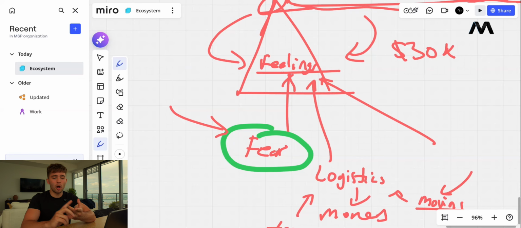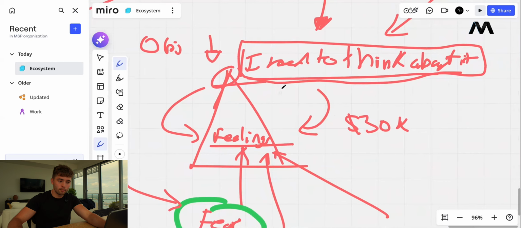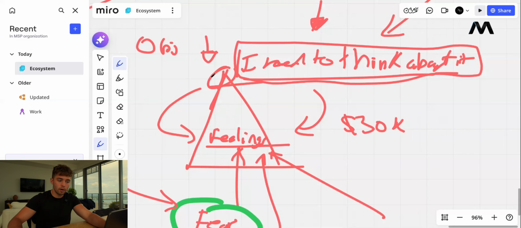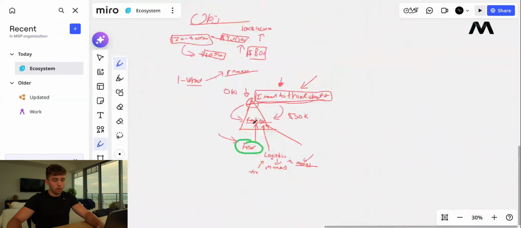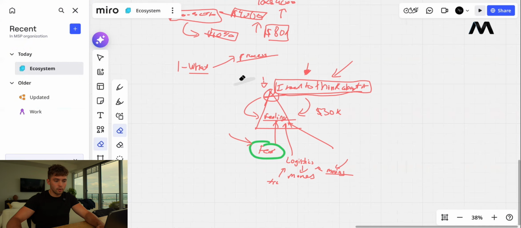I need to think about it. Oh, I usually don't do these decisions like this. I think it's a really cool program. You did a really good job, but I'm going to take some time to think about it. All of these here, I guarantee you, are the top of the iceberg. So that is your biggest job. Your biggest job, number one, is to understand what is an objection.